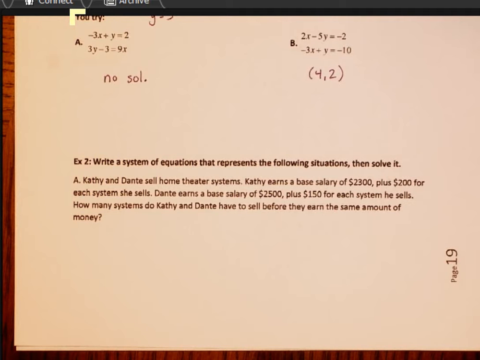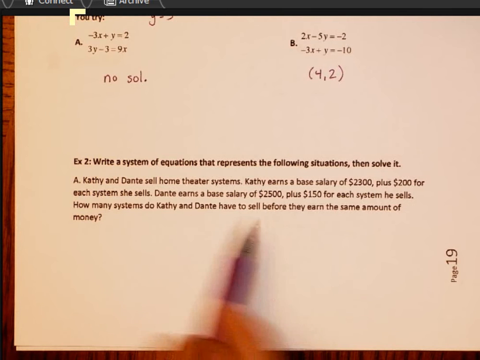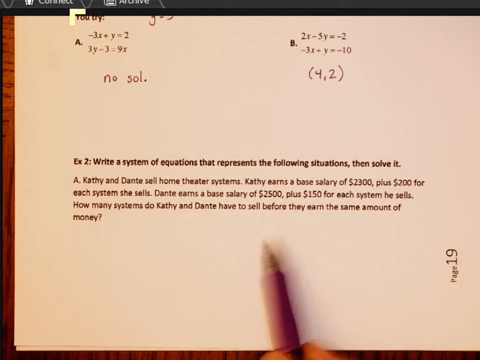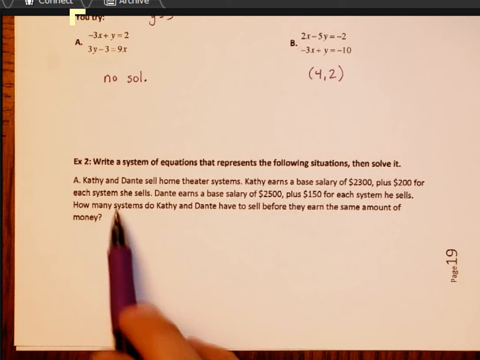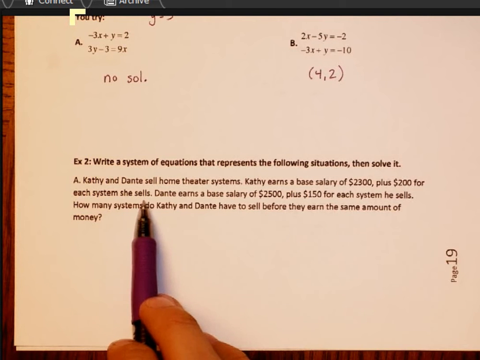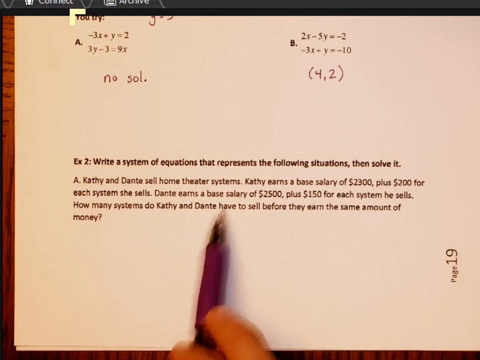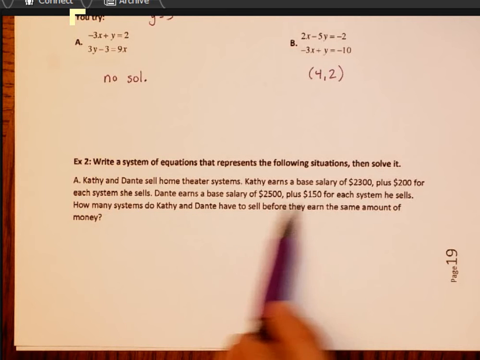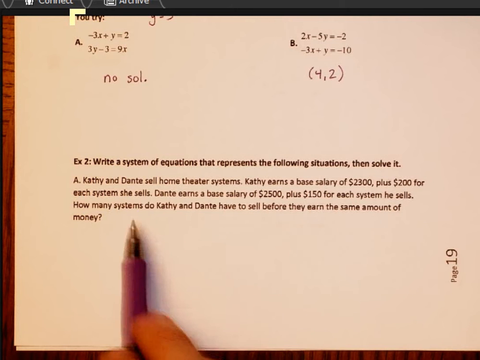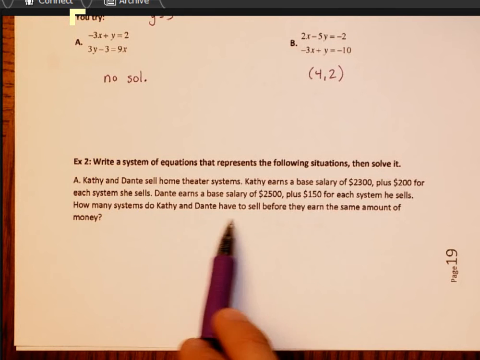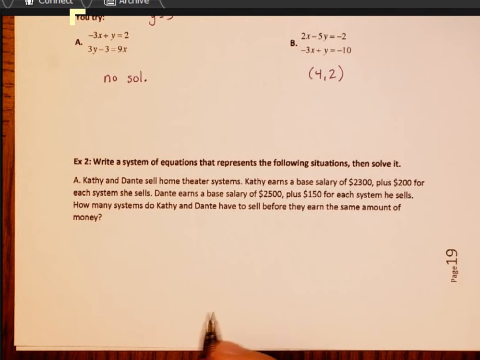Okay, so it says Kathy and Dante sell home theater systems. Kathy earns a base salary of $2,300 plus $200 for each system that she sells. Dante earns a base salary of $2,500 plus $150 from each system he sells. How many systems do Kathy and Dante have to sell before they earn the same amount of money?